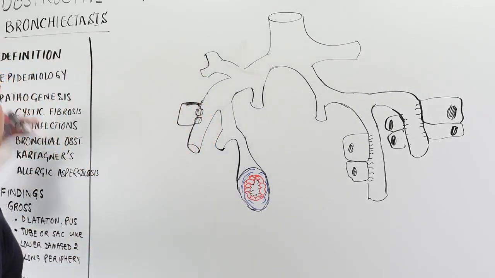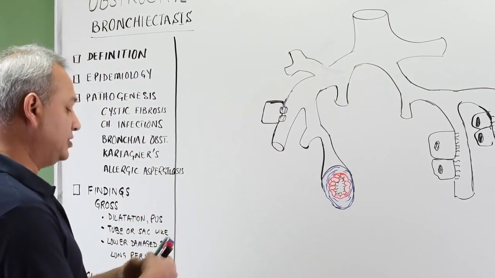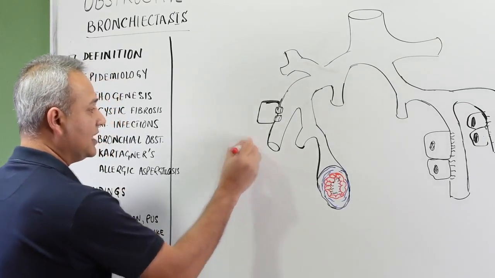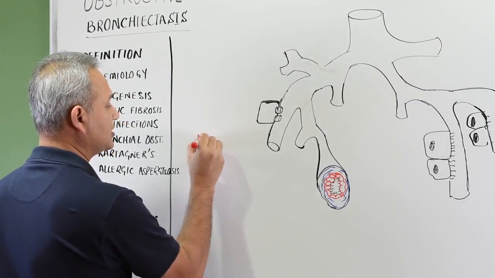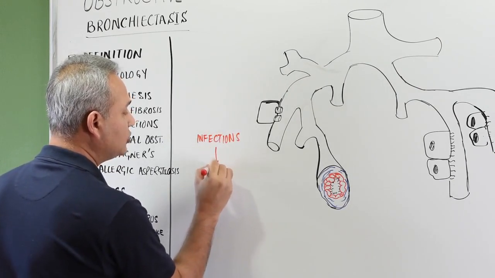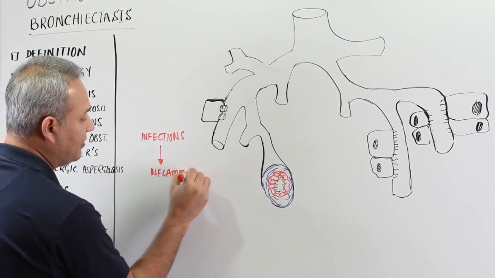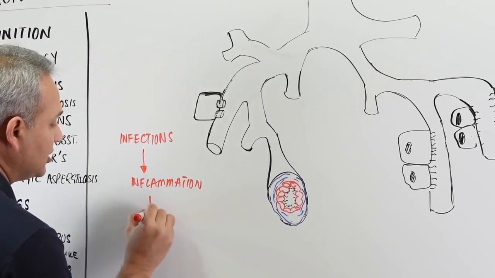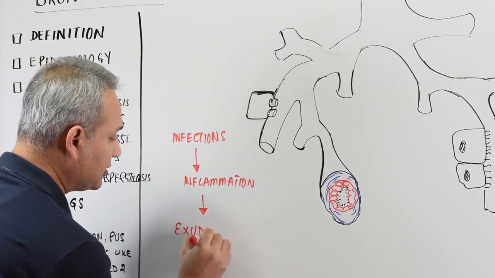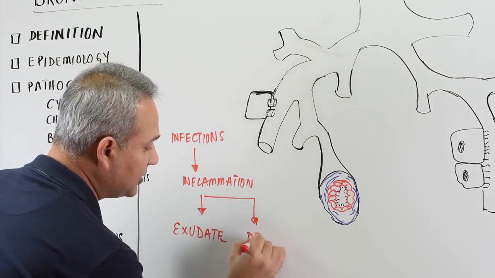From a pathogenesis point of view, what is the pathological mechanism? Here is what happens. Remember this: at the end of the day, there is going to be an infectious process. There are going to be infections. Infections will lead to inflammation. Inflammation will cause local tissue destruction, causing exudate, plus tissue destruction.